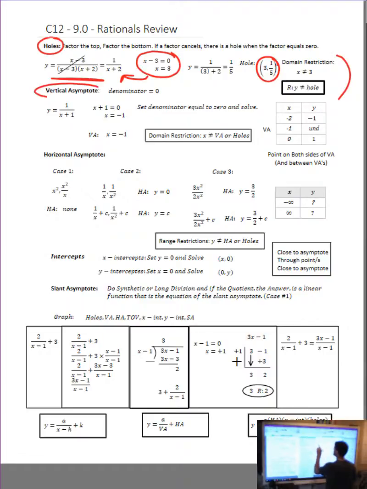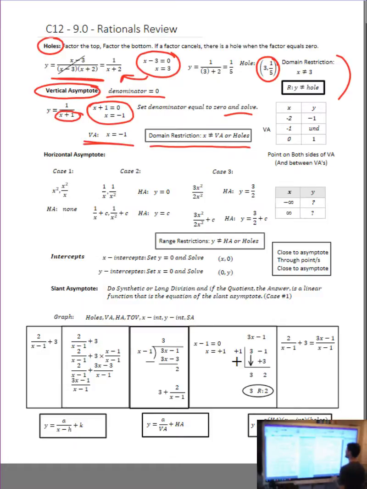For vertical asymptotes, we just set the denominator equal to 0 and solve. So whatever the denominator is, we just say that is equal to 0 and solve, and that's the location of our vertical asymptote. Remember, the domain restriction is x can't equal the vertical asymptote. For our horizontal asymptotes, we're going to have cases.